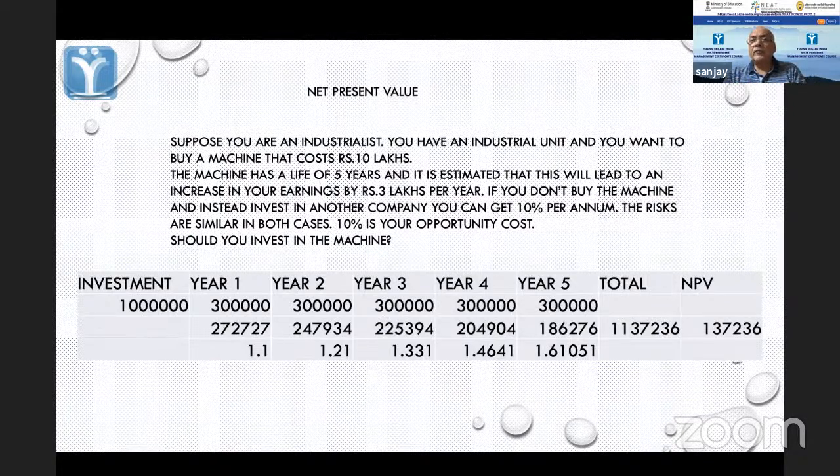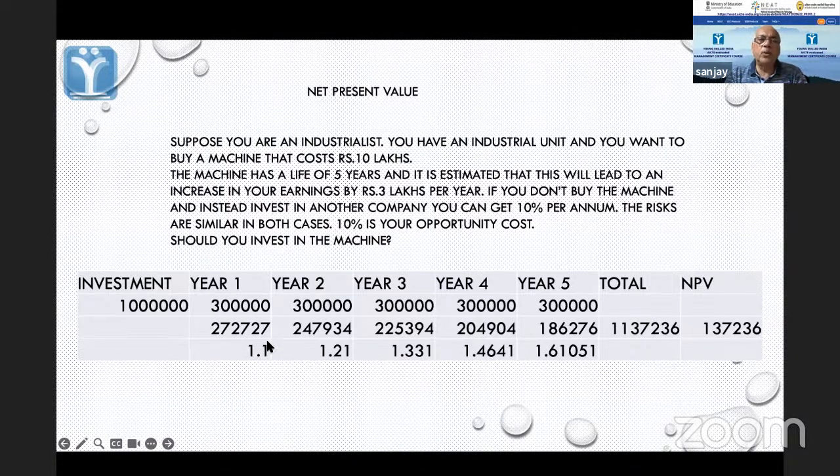So even though I'm getting 15 lakhs, this 15 lakhs is based on the total of the money I will receive every year, those 3 lakhs, in the future. So the first 3 lakhs comes after 1 year. If I reduce it to its present value, what is its value today? I have to divide it by 1.10.